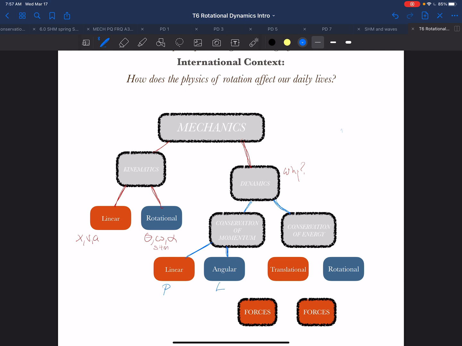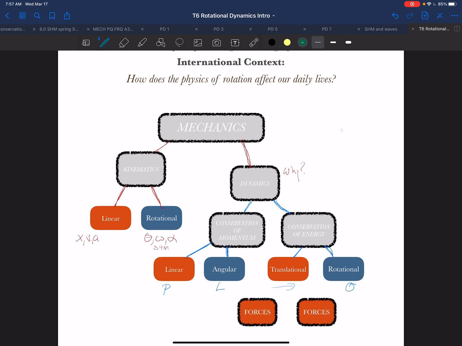And throughout this lesson, this introduction, you'll see that the blue are the rotational concepts and the orange or the rust are the linear concepts. When it comes to the conservation of energy, there's translational kinetic energy. That is in a straight line. And there is rotational kinetic energy, which is in a circular path. And we also have these supporting concepts.